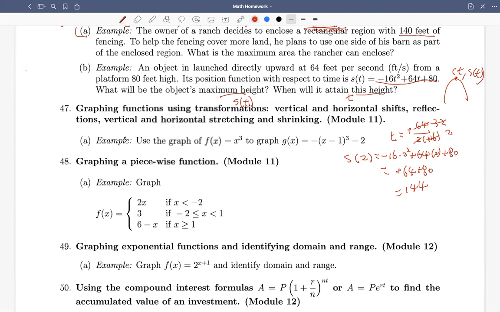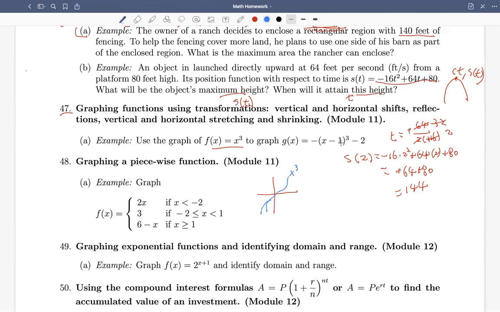All right, now let's look at 27. We want to graph a function using transformations: vertical and horizontal shifting, reflection, and vertical and horizontal stretching, which means dilation or shrinking. So we have this x cubed, right? Let's remember the x cubed graph. It's good to remember the reference graph. Let me graph in blue color. The x cubed graph wiggles at the origin. And the first quadrant and the third quadrant, the graph looks similar.